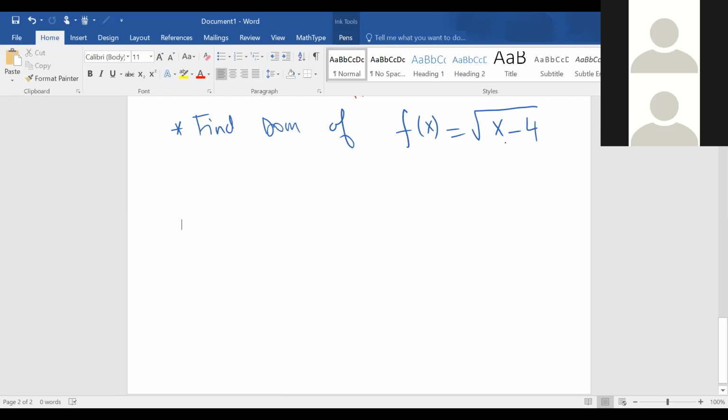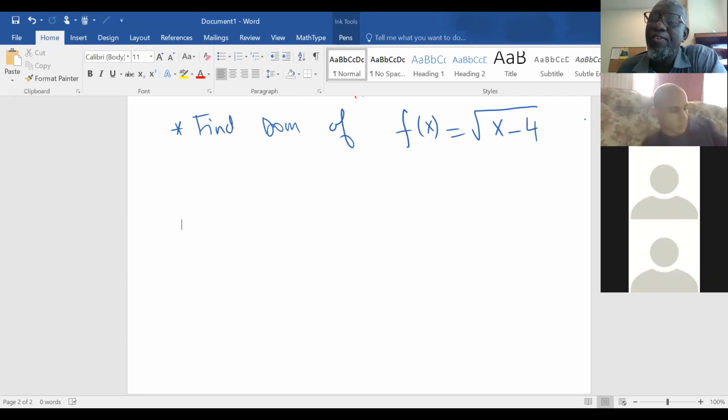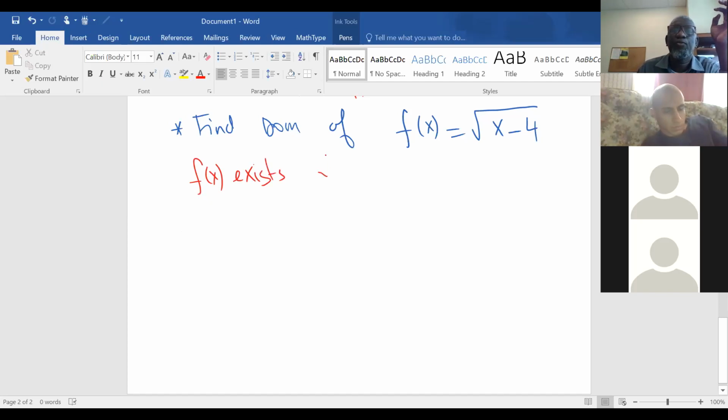Here we worry about having the square root of a negative number, because if we have a square root of a negative number, we have i coming out, and we don't want i to come out, right? Everybody agree with that? So in this case, we say f of x exists if whatever is inside, if x minus 4 is greater than or equal to 0. Everybody agree with that? If whatever is inside the square root is greater than or equal to 0, right?